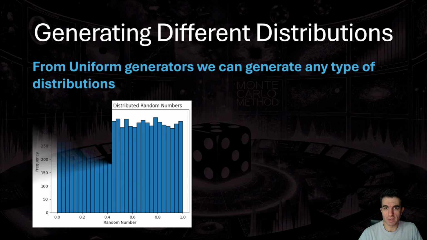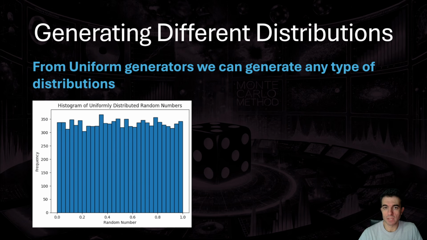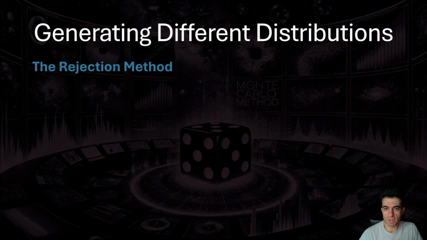From uniform generators, we can generate any type of distributions. Actually, this is why all of the random generators provide a uniform distribution by default. So when we call a function or a random numbers generator that is provided in Python or in NumPy, we will get a uniform distribution for the numbers by default. We will then use the rejection method.